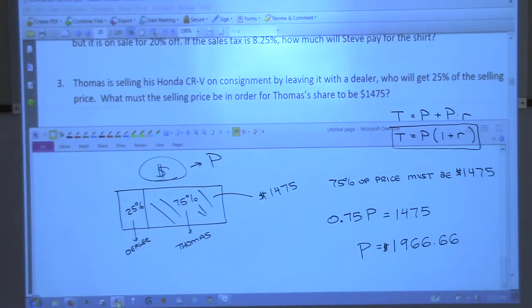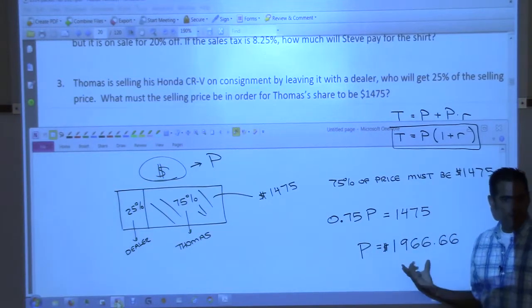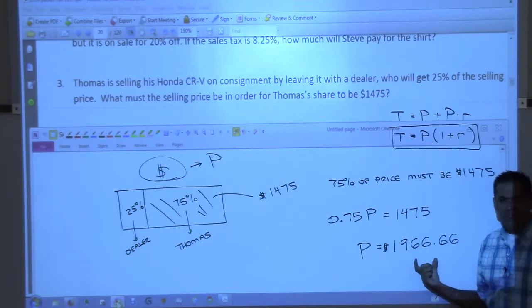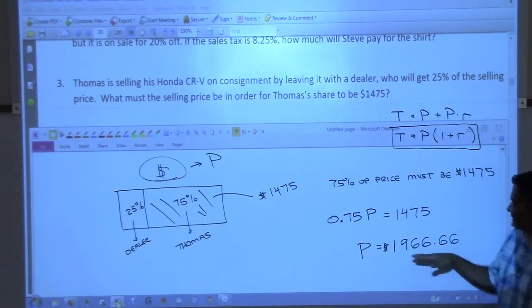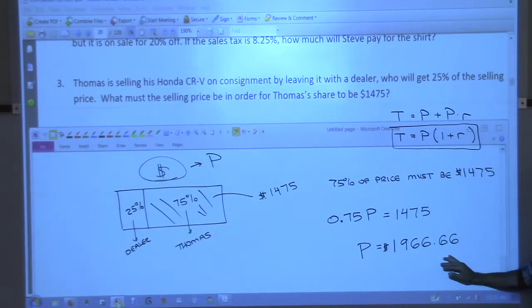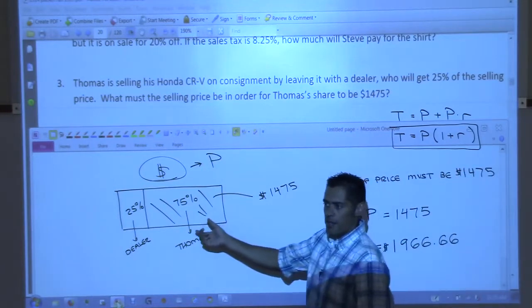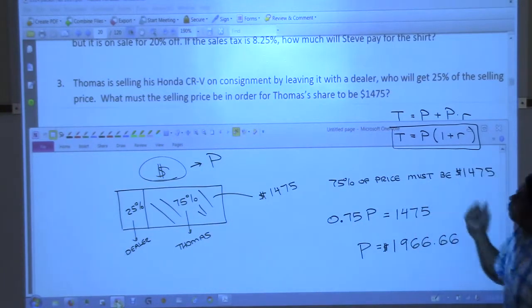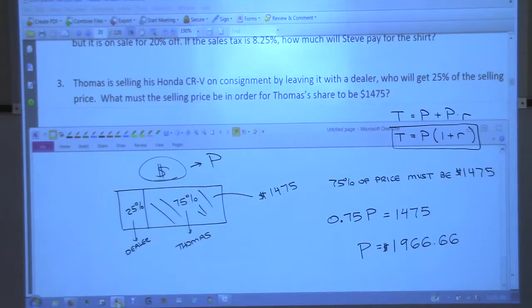Yeah? I'm trusting that computation. Do we have anyone else that agrees with this number? Because I'm getting some looks out there like, okay. So if we sell the car for $1,966.66, then when Thomas gets his cut of 75%, he should make the $1,475 that he needs. We good? Okay.